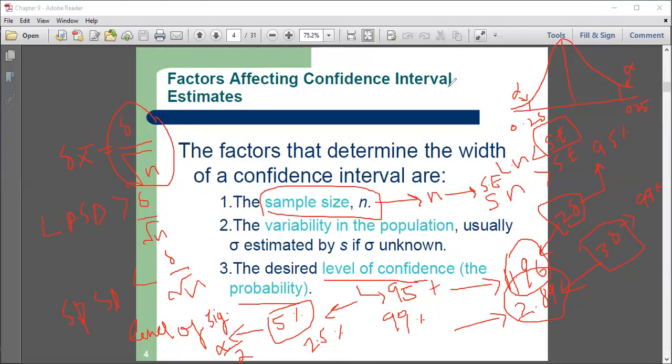We will also draw the z values on this graph as well. So if we say that we have a 95% confidence interval, the z value of minus 1.96 will be plotted here, and plus 1.96 will be plotted on the positive side. So let's move on to the next slide.